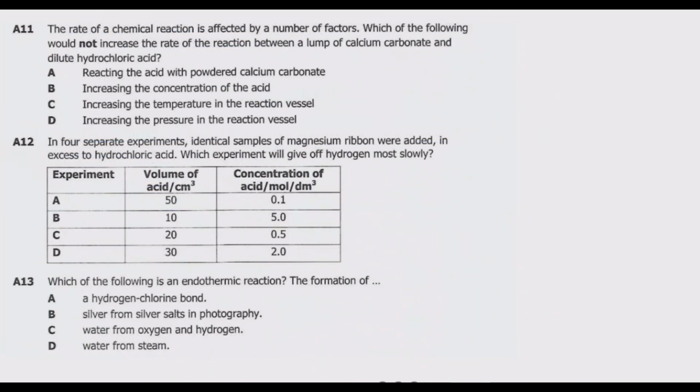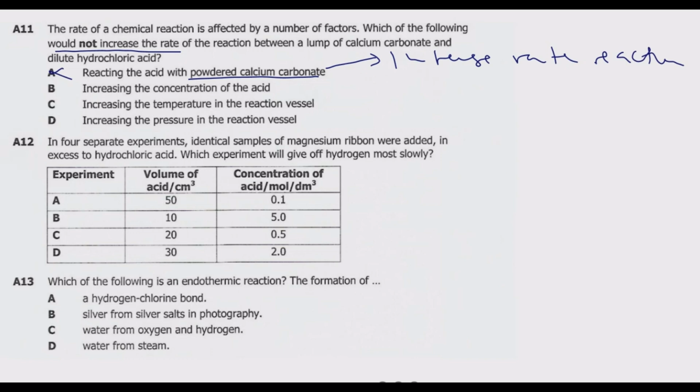Question 11. The rate of chemical reaction is affected by a number of factors. Which of the following would not increase the rate of reaction between a lump of calcium carbonate and the dilute hydrochloric acid? So basically we are looking for the factors that would not increase the rate of reaction. Okay, let us look at the options. Reacting the acid with powdered calcium carbonate. So powdered calcium carbonate will increase the surface area. This basically will increase the rate of reaction, so this cannot be the answer.